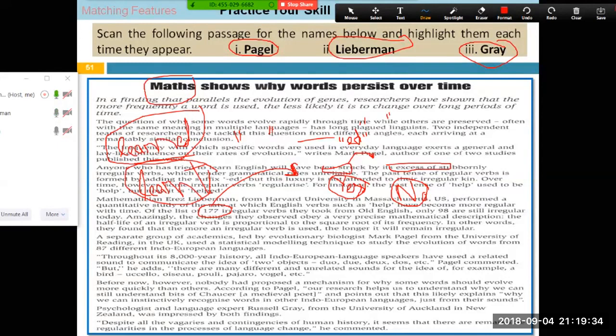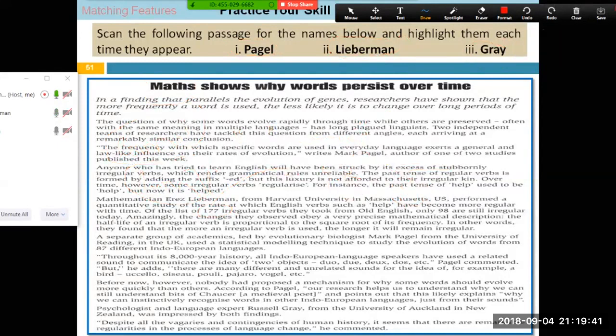Got it? So this was one study made by Lieberman, and that conclusion was very, very informative. That if we use a word frequently, it will not change its shape.